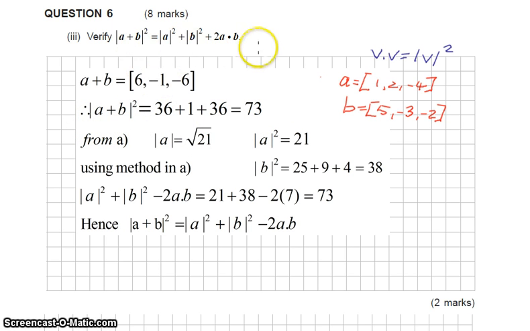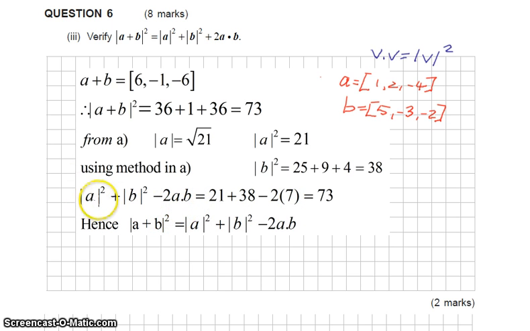Now we move on to the right hand side. To do so, we're going to use a similar concept to find the square of the modulus of A, which is already obtained from part a, and the square of the modulus of B, which is equal to B dot B. 25, 9, 4, and then add them up, equal to 36. And finally, we find A dot B, which is known from the second part of the question. We have already obtained that it is equal to 7.